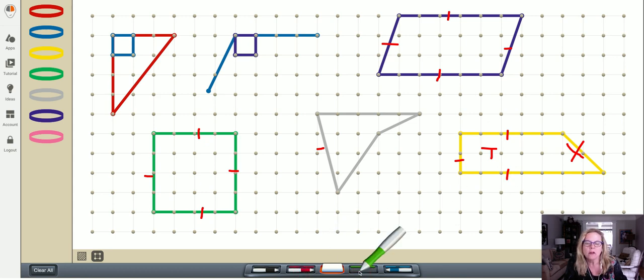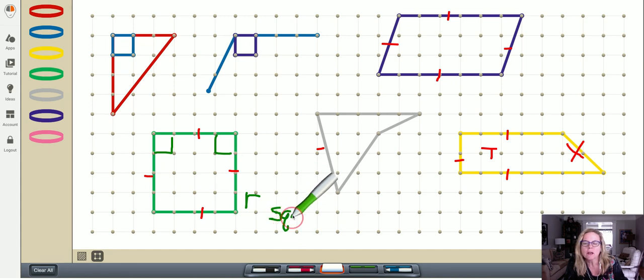But I want to go back to our green shape here. We know it's a quadrilateral. We know it's a parallelogram, two sets of parallel lines. But I'm also noticing it has four right angles and two sets of parallel lines. So I know it is also a rectangle. But wait, all four sides are the same length. That also makes it a square.